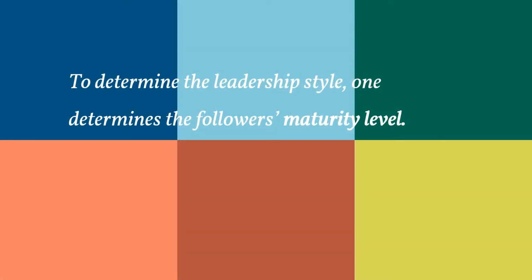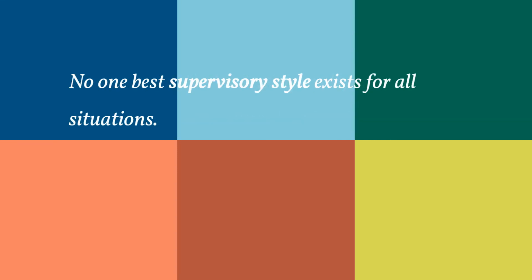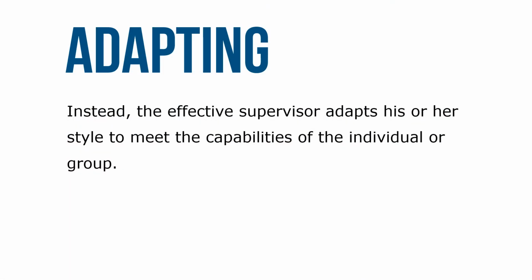To determine the leadership style, one determines the follower's maturity level. If it's low, the leader uses a telling style. If it's moderate to low, the leader uses a selling style. If it's moderate to high, the leader uses a participating style. And if it's high, the leader uses a delegating style. No one best supervisory style exists for all situations. Instead, the effective supervisor adapts his or her style to meet the capabilities of the individual or the group.